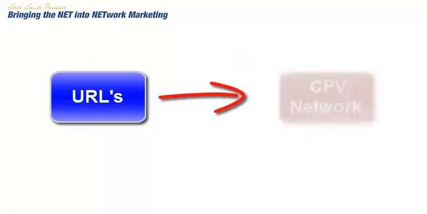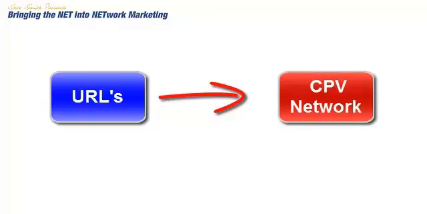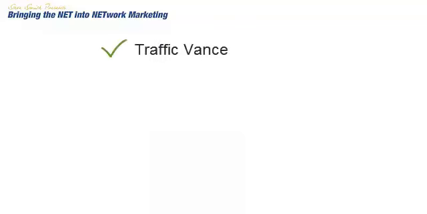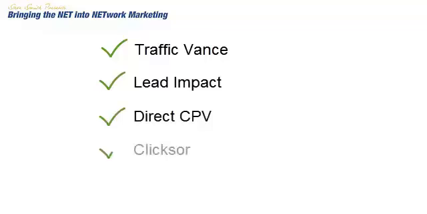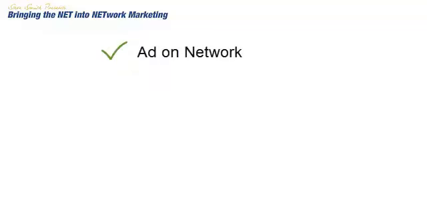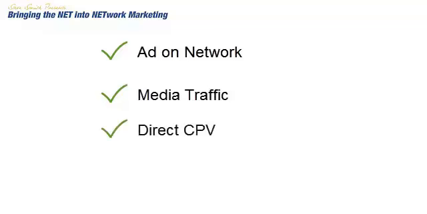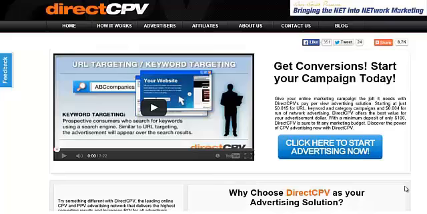Okay, now what we're going to do is grab all of those URLs that you have collected together, and put them into a CPV network. Now there are a mass of CPV networks out there. Some of the best ones are TrafficVance, Lead Impact, Direct CPV, ClickSoar, add-on network, media traffic. For this demo I'm going to use Direct CPV. I find them very good. They all work very much the same. They're all based on a self-service platform. Some are free, others you have to place an advertising budget.